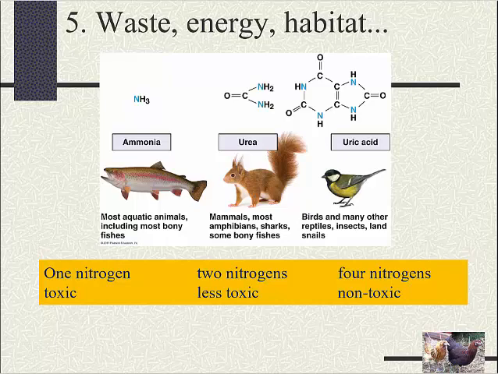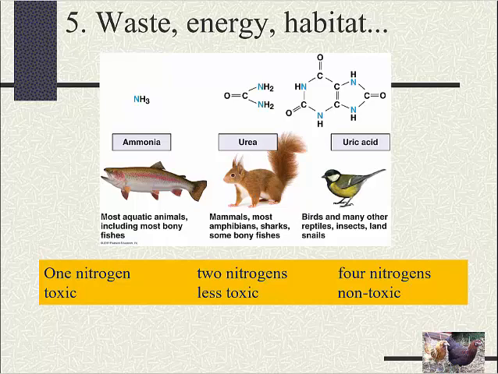So if we start here on the left side with aquatic animals, including most bony fish, they excrete their nitrogenous waste in the form of ammonia. Ammonia, NH3, as you know, contains just one nitrogen. It doesn't cost energy to make it. However, it's very toxic. Fish can afford excreting their waste in this form because they have a lot of water available to dilute it.